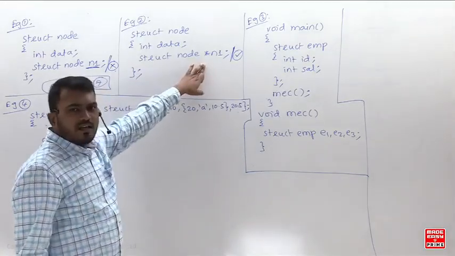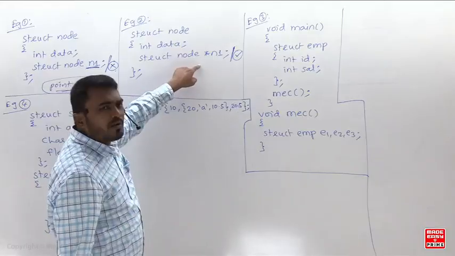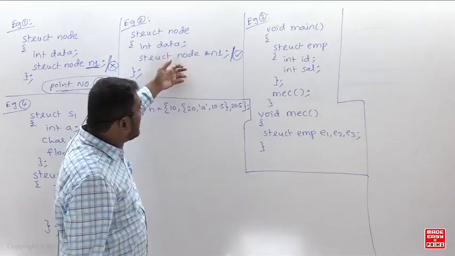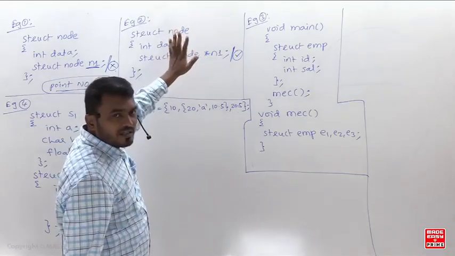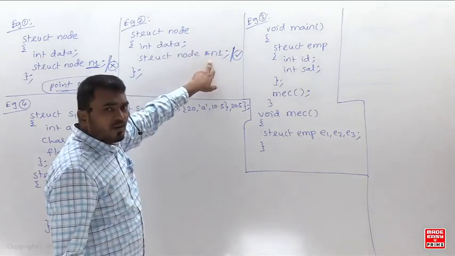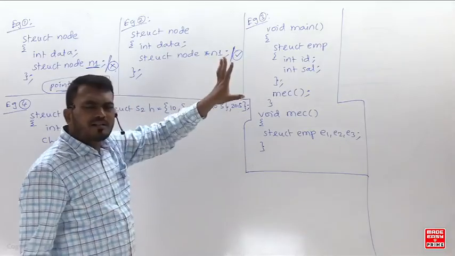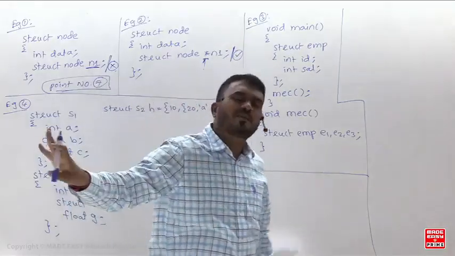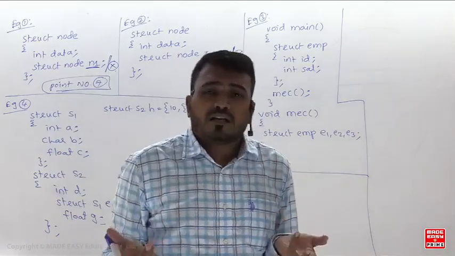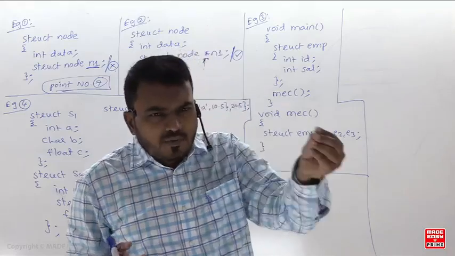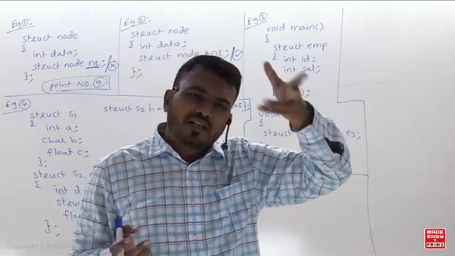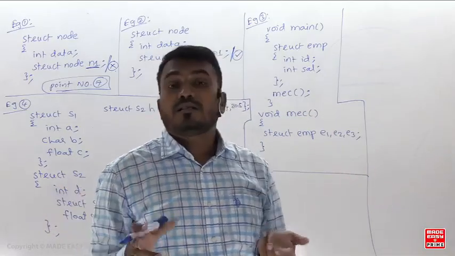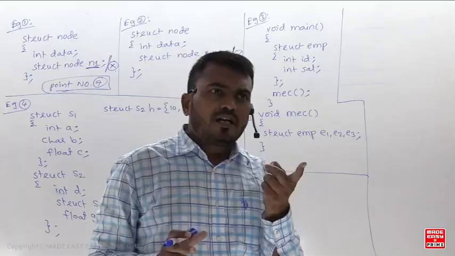Here also the same problem exists: your data type is not yet completely created, and you are creating a pointer variable. So how will it know the size? It doesn't matter. Whenever the compiler looks at the star, it means a pointer, and a pointer means 4 bytes. So the compiler has no confusion.